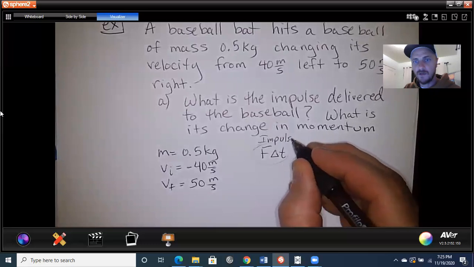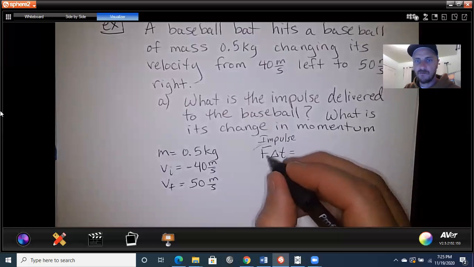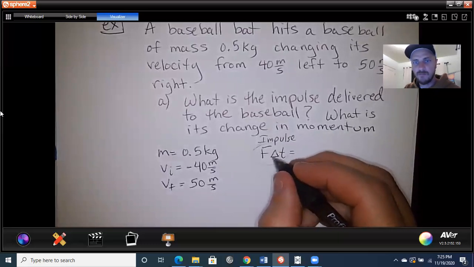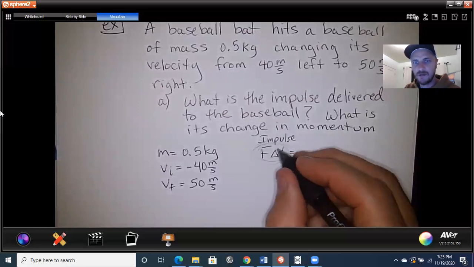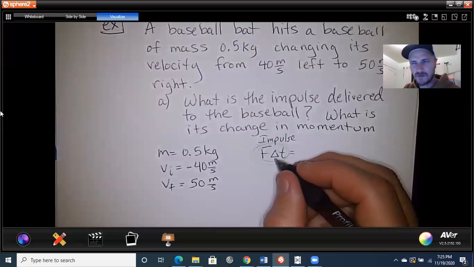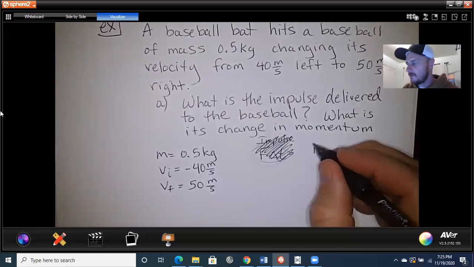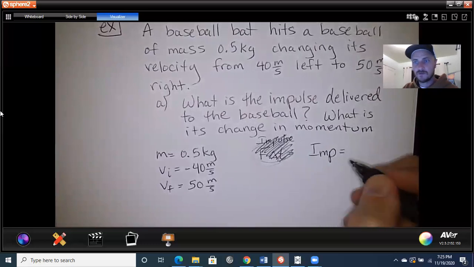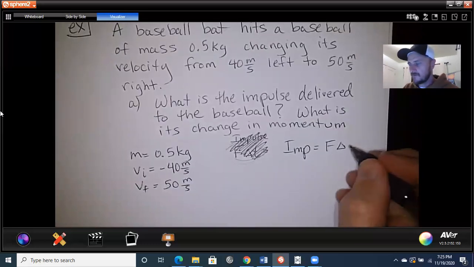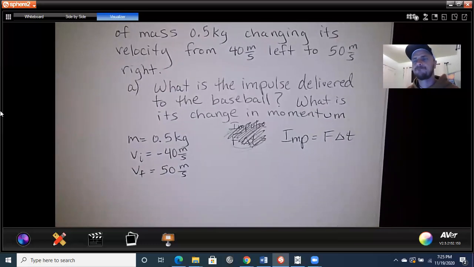And what do we know that impulse is equal to? Well, obviously it's equal to force times time, but we kind of use this also as the variable. Does that make sense, right? So if that's confusing you, that's fine. I'll cross that out. I could write impulse, imp equals F delta T. That's fine. Let's write that.